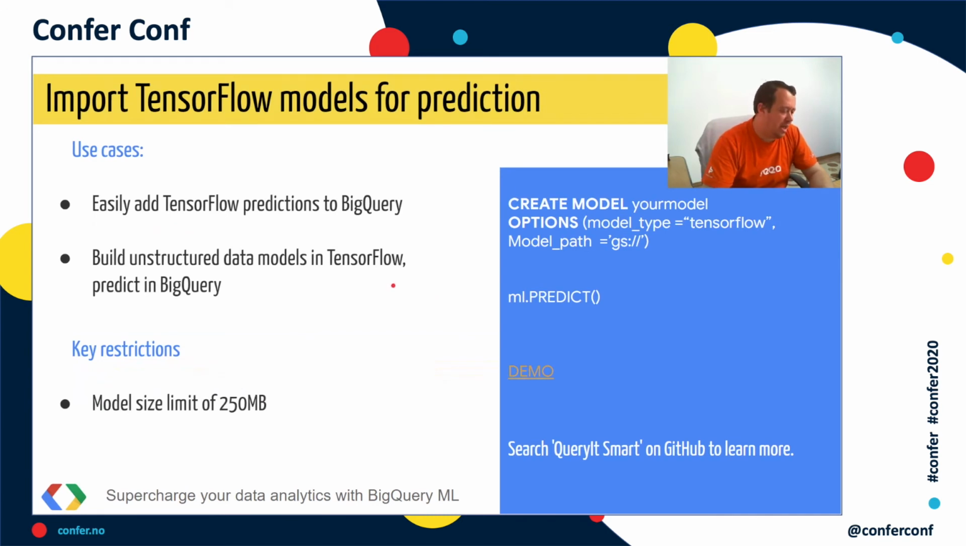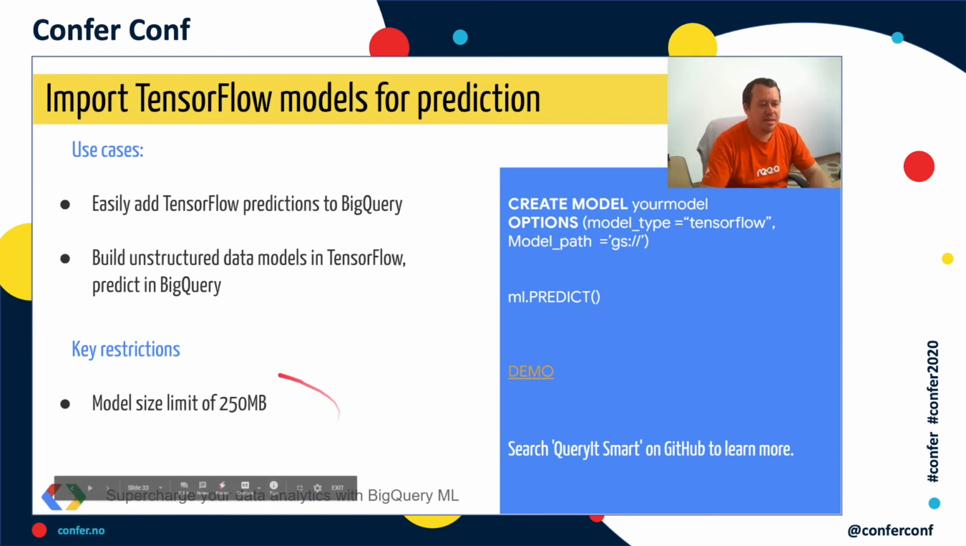So as a final example, we have TensorFlow models for prediction. A TensorFlow model is defined with the model type TensorFlow, and you have a path in Google Cloud Storage. This path needs to be a folder, so you eventually get hold of a TensorFlow model from the internet or from a data scientist. You upload it to the cloud storage, and then you can use it on tabular data.